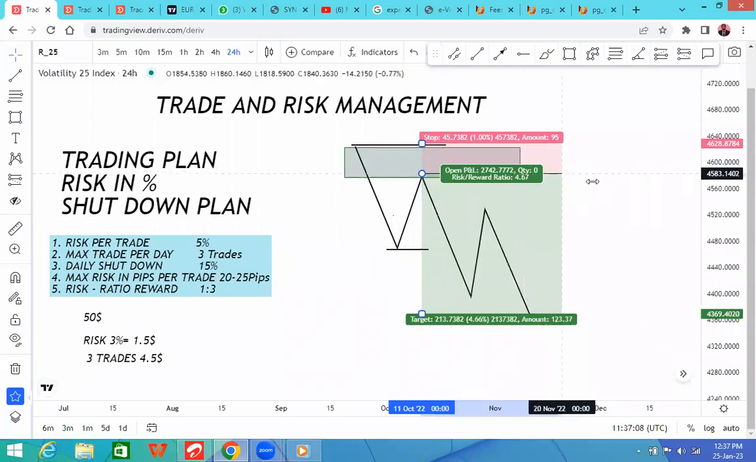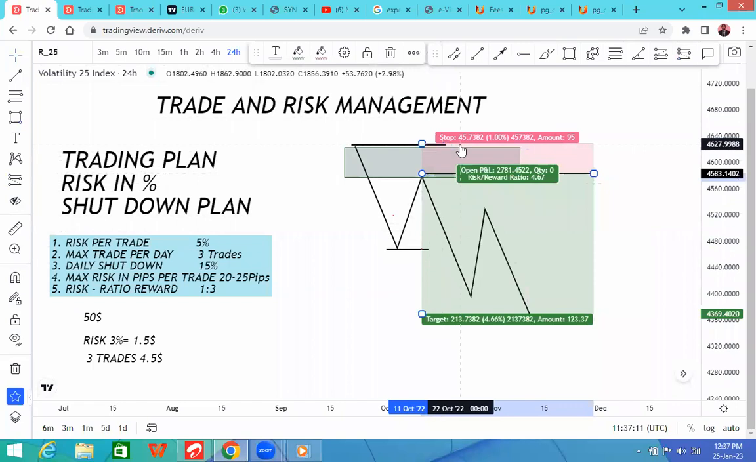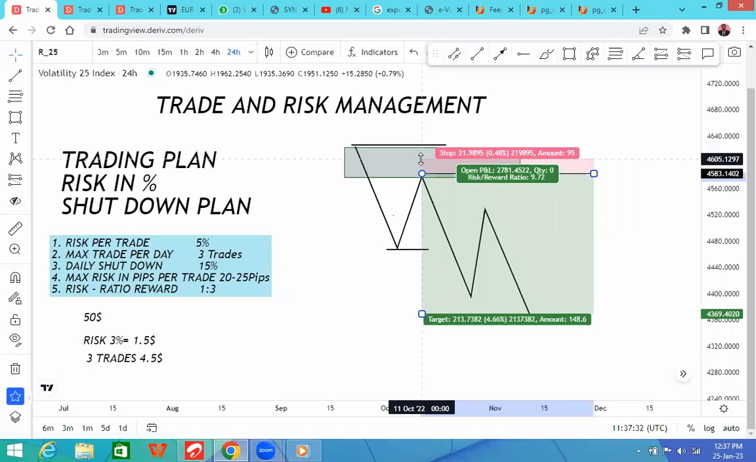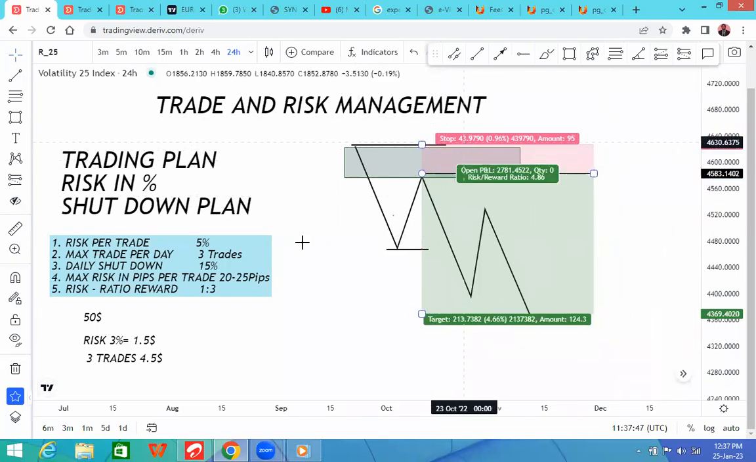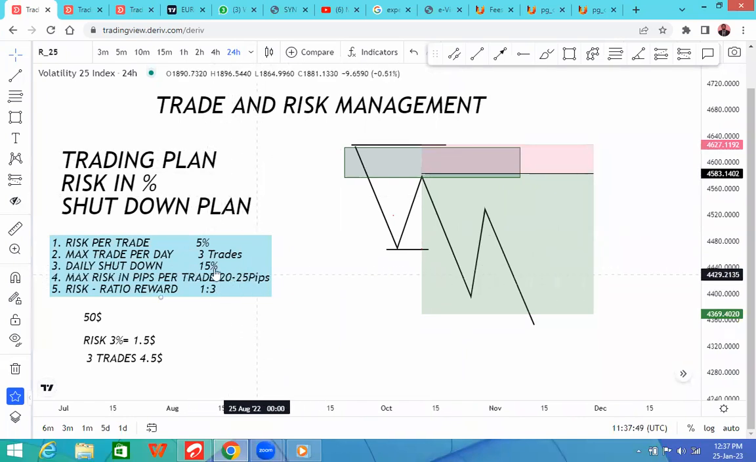So what is the risk per trade? Look at the stop loss. I believe you can see this, this is 45 pips stop loss. And what is the trade saying? The risk management is saying, don't take more than 20 to 25 pips as your stop loss. If the trade is like this, let's say 25 pips, okay, this is 20 pips. If your stop loss can be here, fine. But if this is how your stop loss can be, then this is 43 pips. You don't want to take this trade. You have to stay out. You don't want to take this trade because it's more than your stop loss. Discipline, sit on your hands.